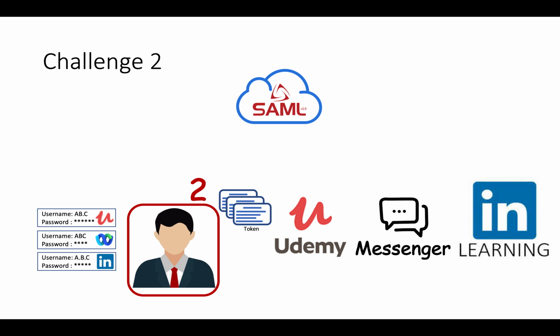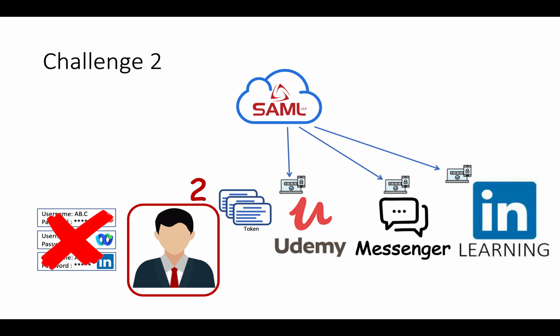Each token is active for 1 to 8 hours depending on the SAML or OAuth server settings. And to easily generate a token, SAML and OAuth provide a login screen before accessing any service. With this, the user is not required to hold separate credentials for separate services.